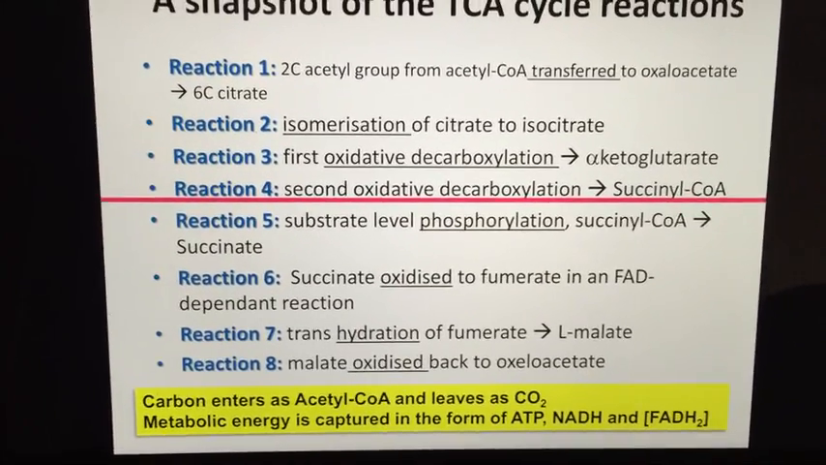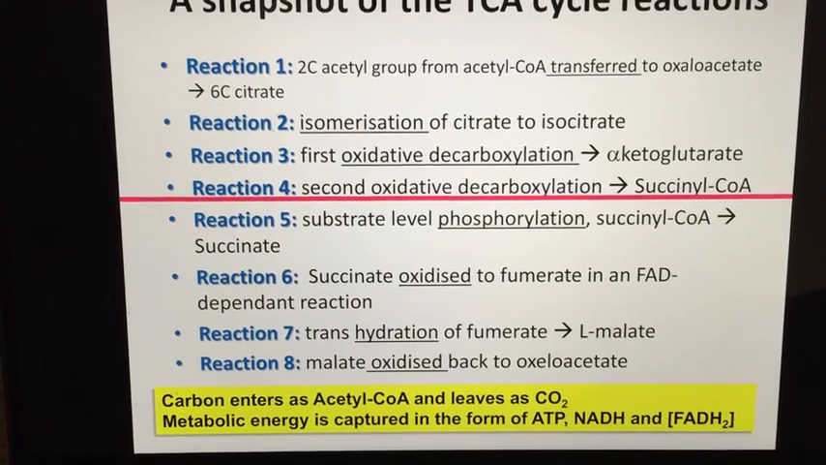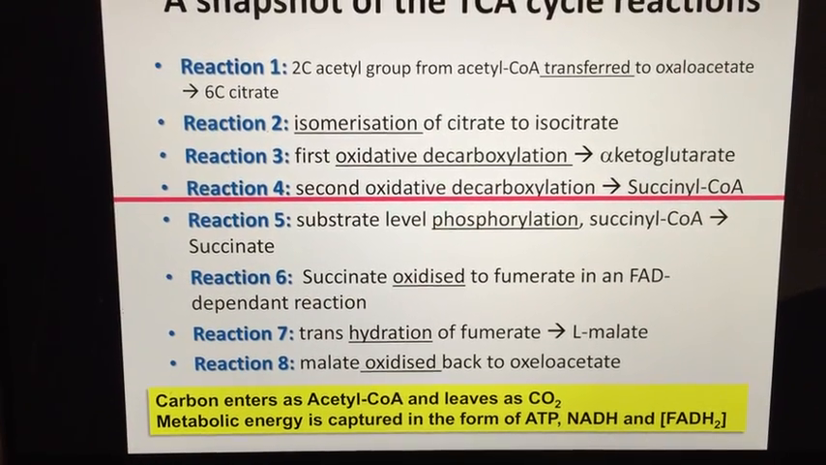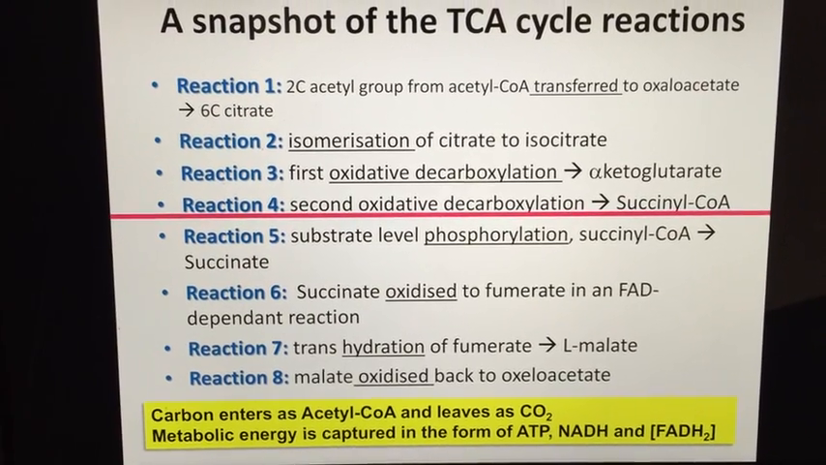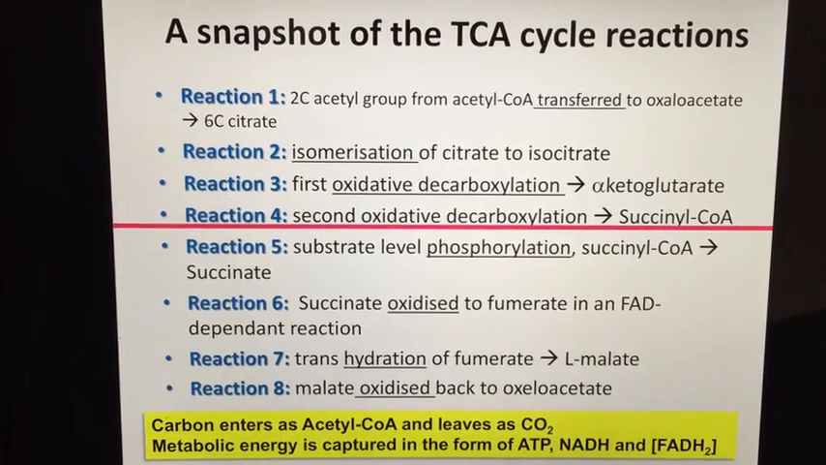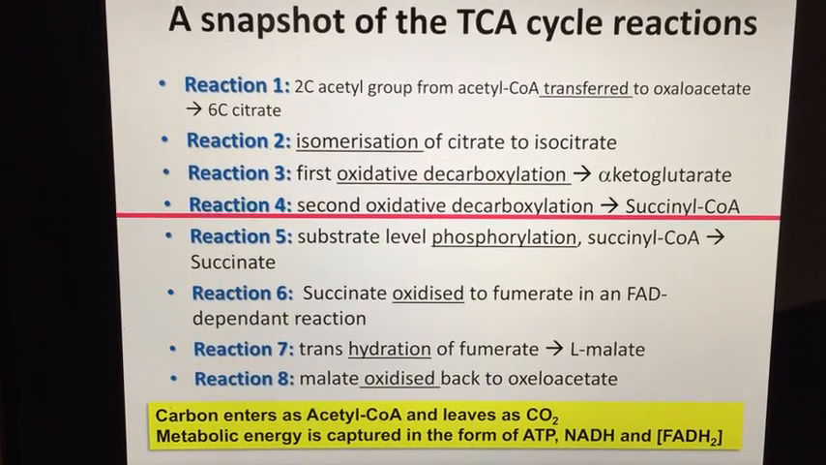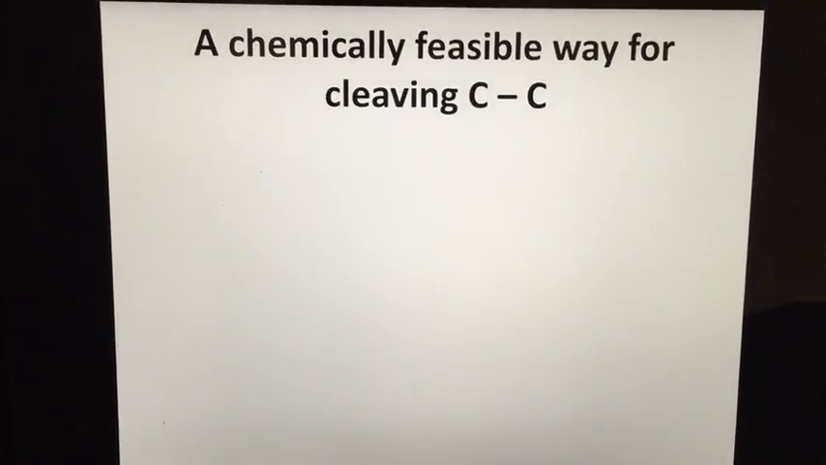So carbon enters as acetyl-CoA and leaves as carbon dioxide. Metabolic energy is captured in the form of ATP. There's 1 ATP produced via a GTP actually in mammals. NADH, we said there are 3 NADH produced, and 1 FADH2 produced during the citric acid cycle.